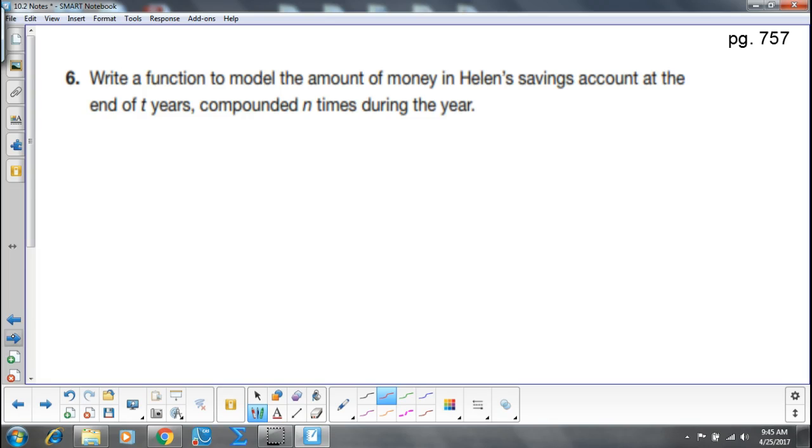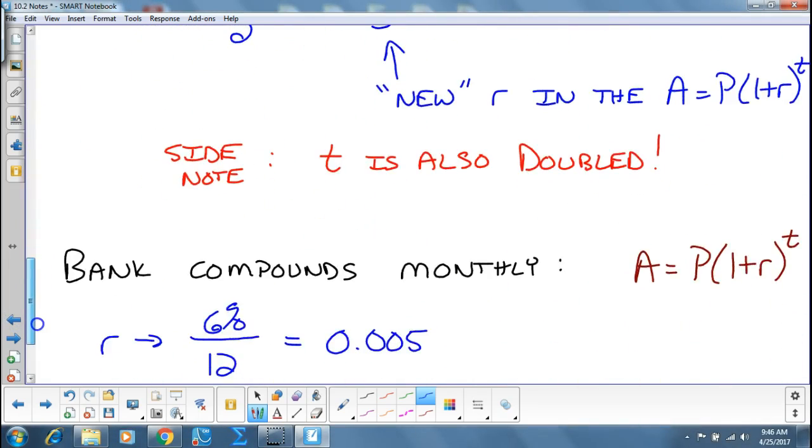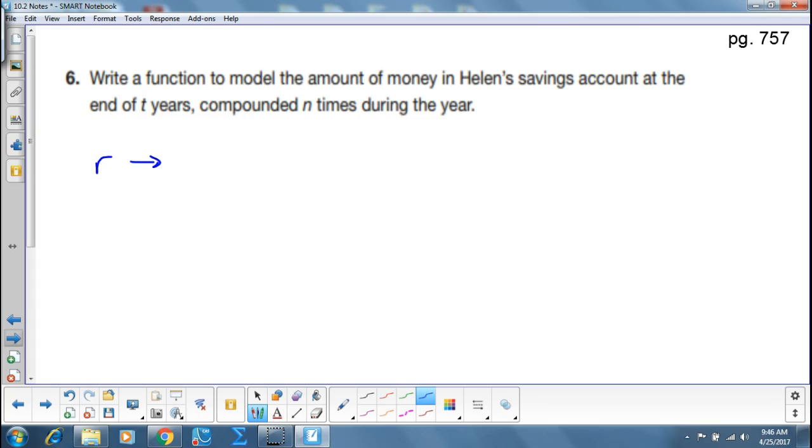Number 6, write a function to model the amount of money in Helen's savings account at the end of t years, compounded n times per year. So what's going to happen to my interest rate? Following the pattern that we just set up down here. How many times a year am I compounding it? N times. So what's going to happen to my interest rate?